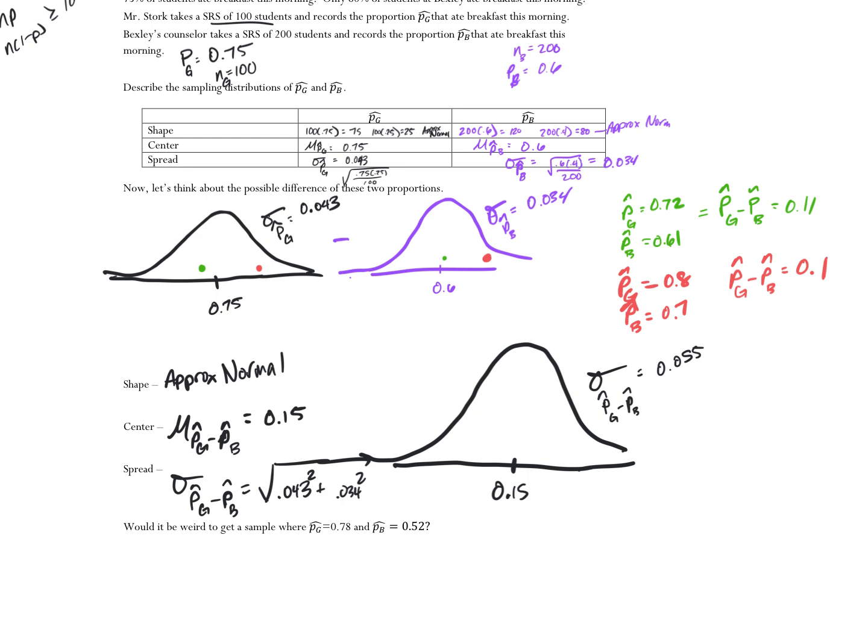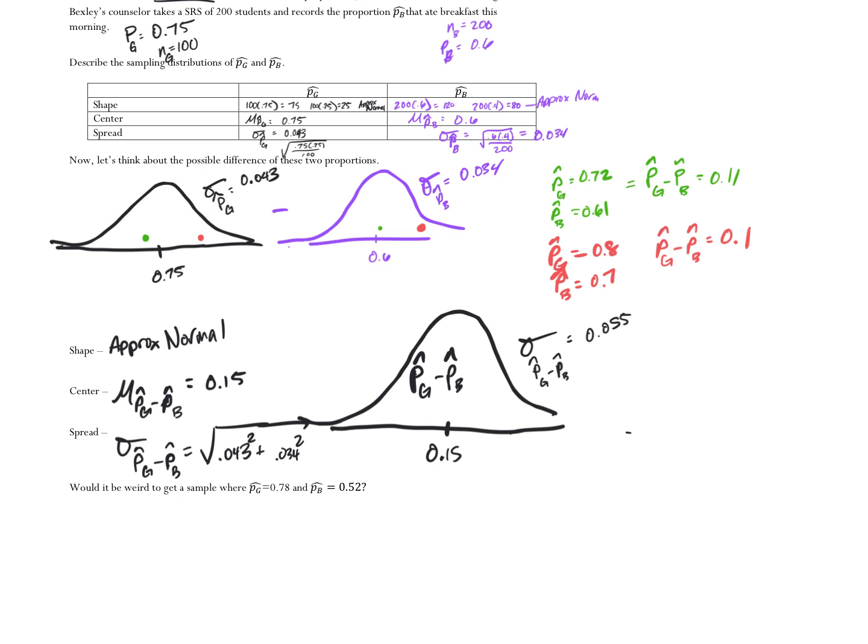If I had done Bexley minus Grandview instead of Grandview minus Bexley, what would change about this graph? Negative. This would be negative, yeah? Great. So this is p hat G minus p hat B. If I did p hat B minus p hat G, this would be negative 0.15.